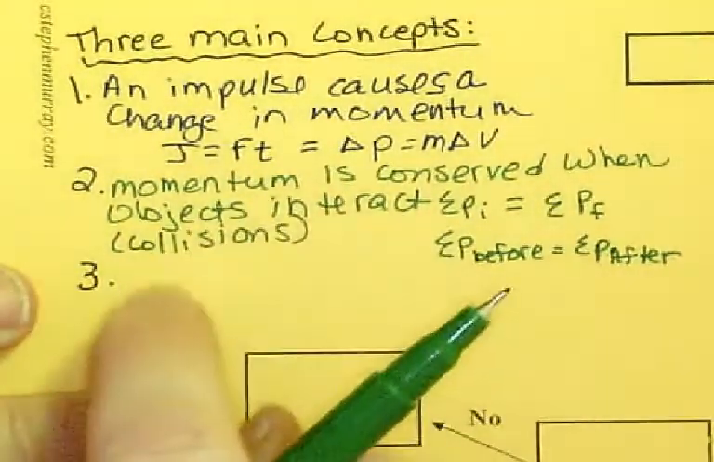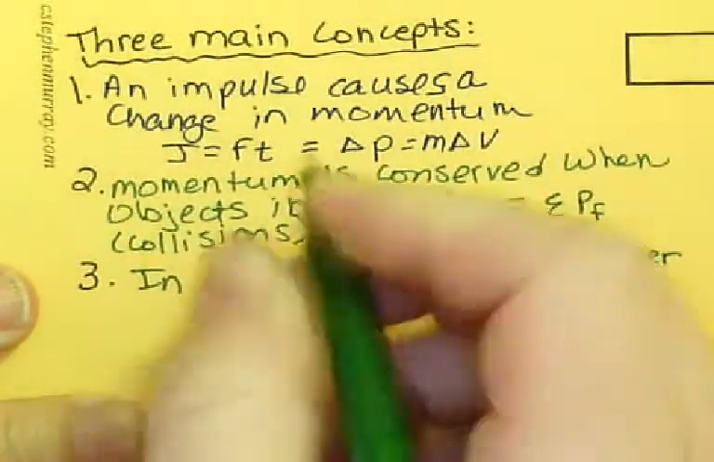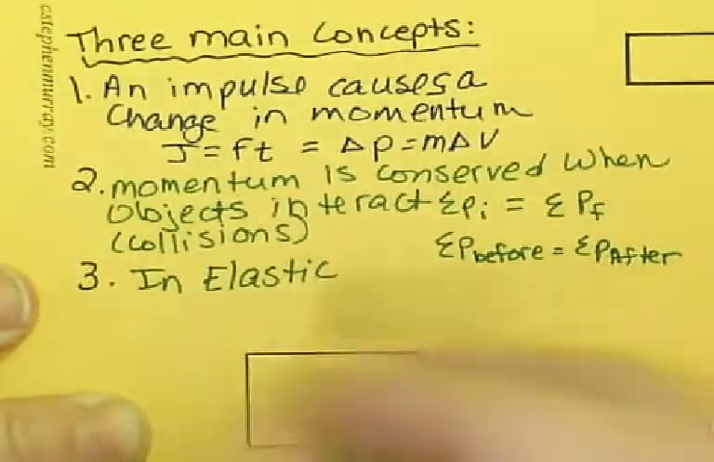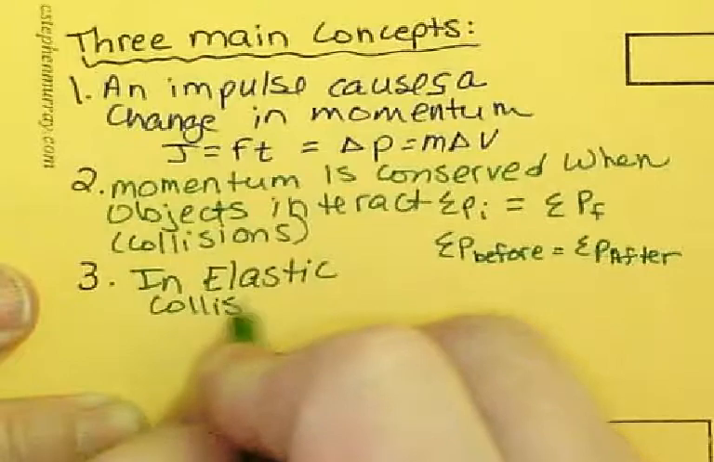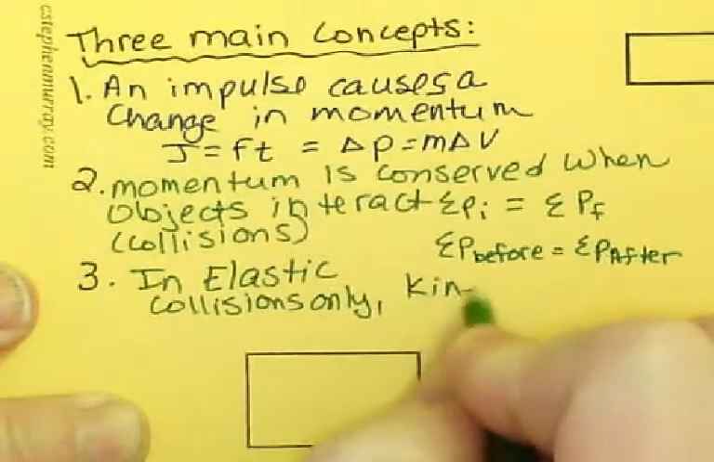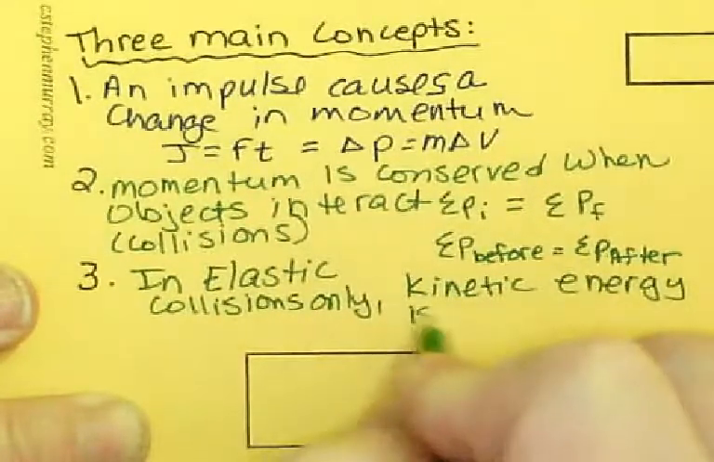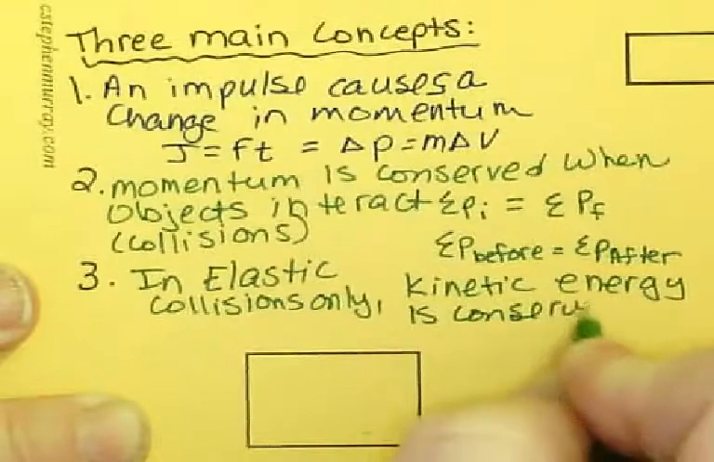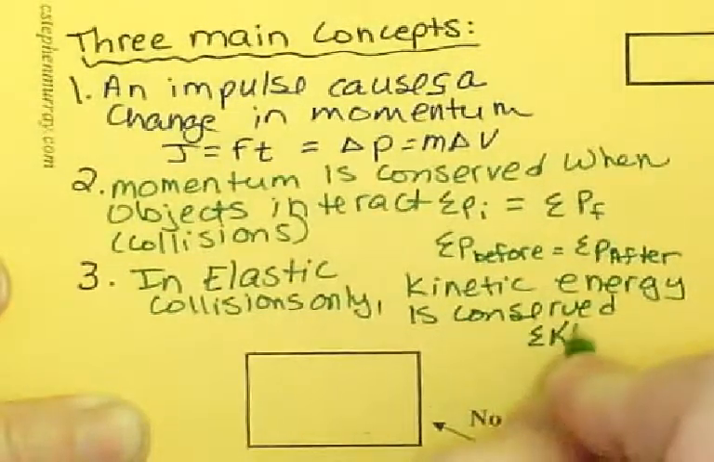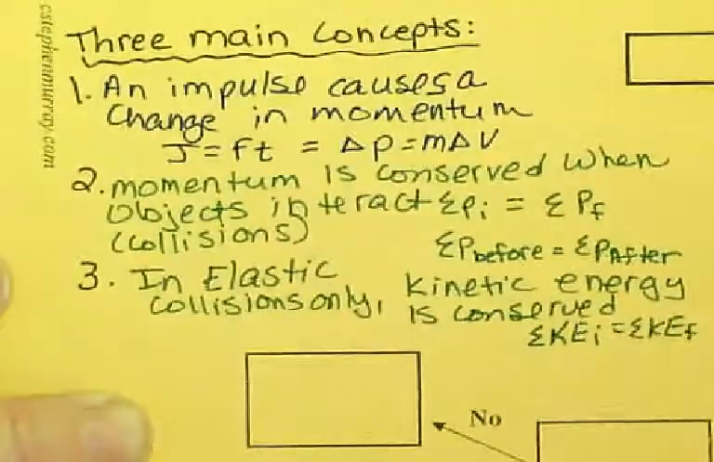And then we talked about this one a minute ago, what makes a collision elastic. In elastic collisions only, kinetic energy is conserved. So that means my total kinetic energy at the beginning has to equal my total kinetic energy at the end.